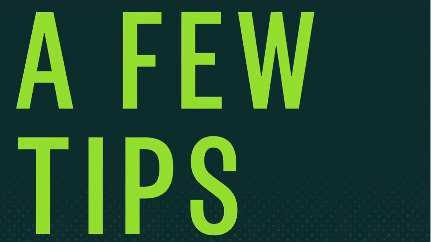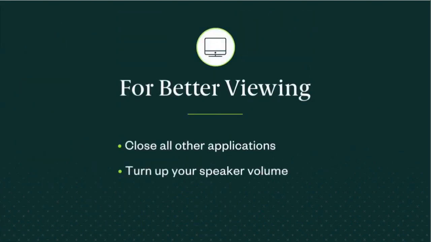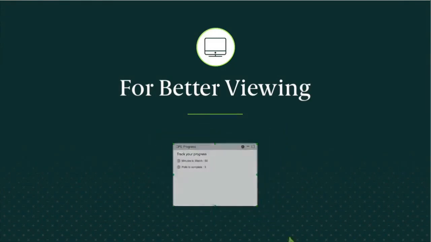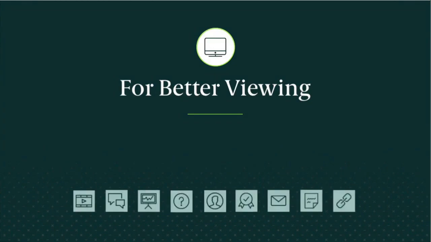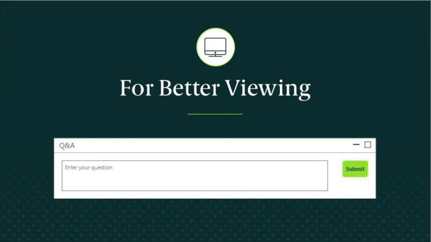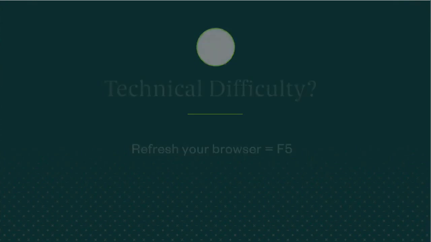You can customize how you both view our presentation and interact with the presenter. For better viewing, close all other applications and turn up your speaker volume. You can also adjust window size and placement, or enter full screen mode using the controls at the top of the window or dragging the bottom right-hand corner to resize. At the bottom of your screen, you'll see a series of icons, each relating to a different aspect of our session. You can download the group attendance sheet and a PDF copy of today's slides from the slide deck and handouts widget to the right of the slide view. You can ask our presenter questions during the webcast by typing a question in the Q&A window below the slide view and clicking submit. We'll do our best to answer all questions during the presentation or follow up via email. If you experience technical difficulty during today's presentation, refresh your browser by hitting the F5 key.